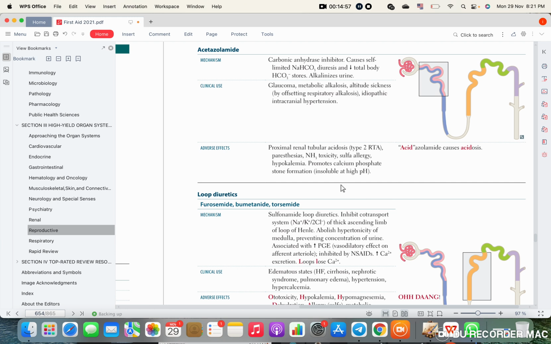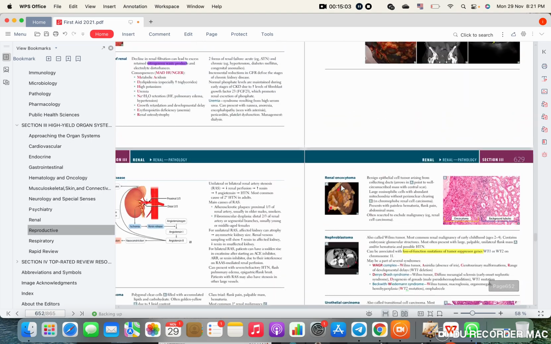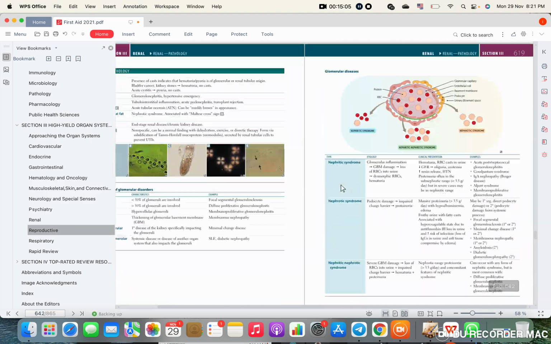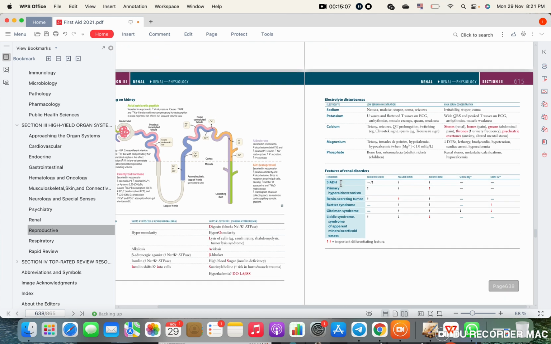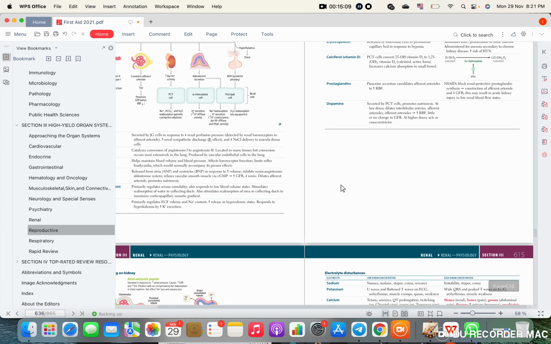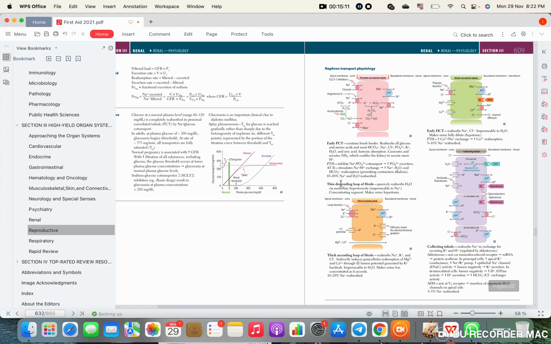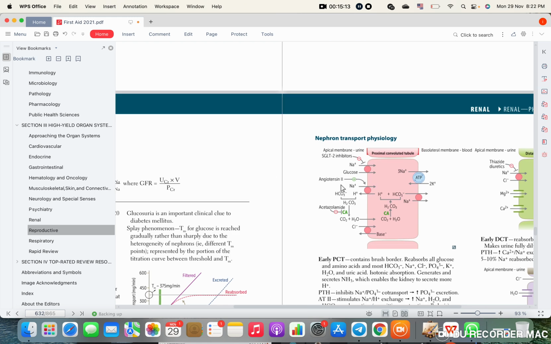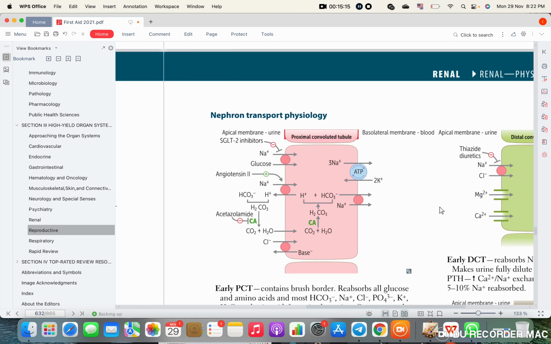Why hypokalemia? Good question. The reason that you have hypokalemia is here, in the same picture. Okay, so in this pathology, are we having more sodium or less sodium inside of the kidney?